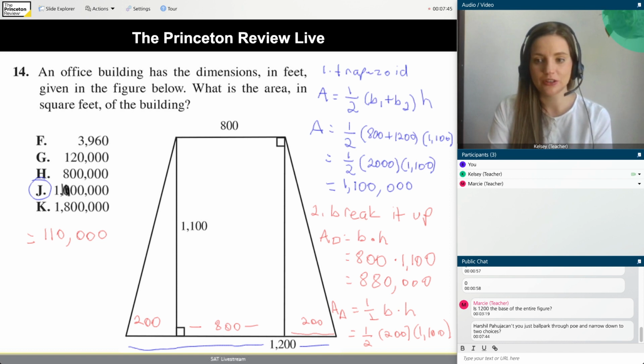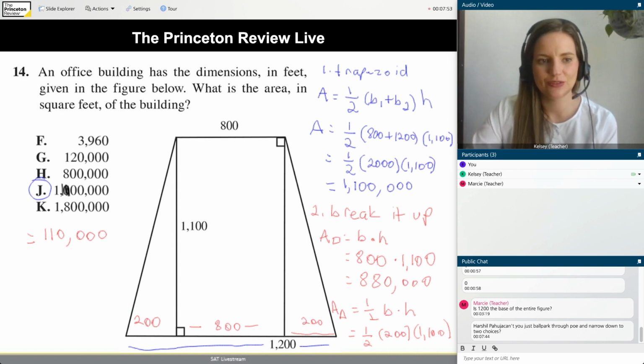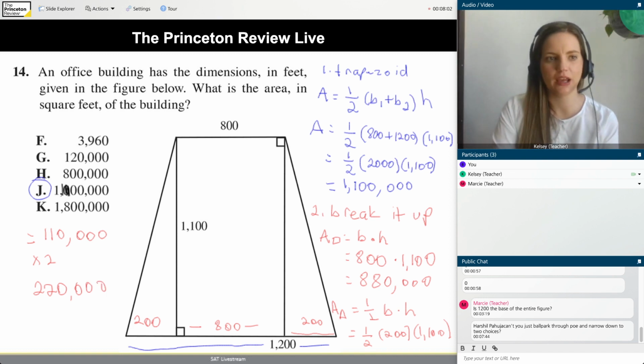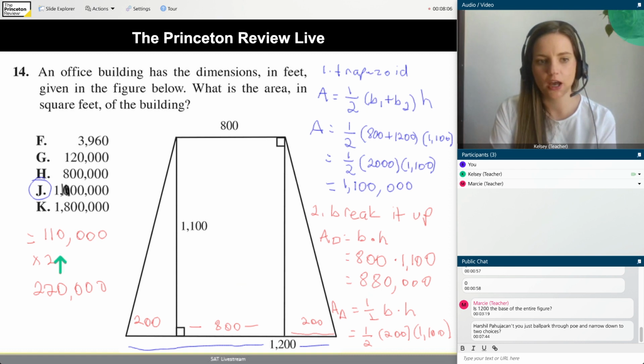But we have two, remember? So we need to do both of those. We need to remember to multiply that by 2, and that'll give us 220,000, excuse me, and then we want to add that back to the area of the quadrilateral that we got.